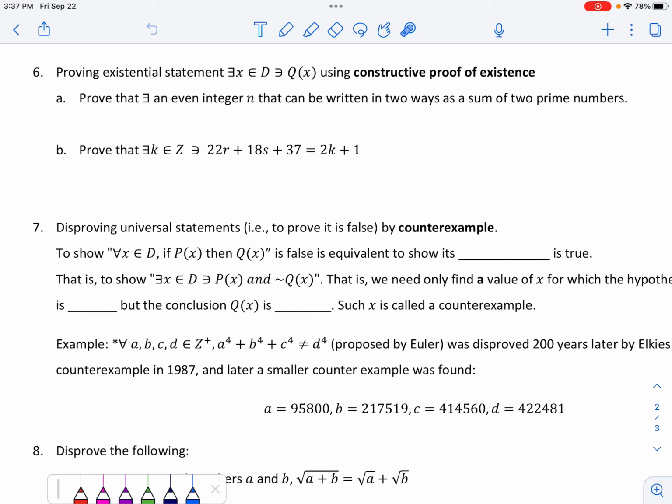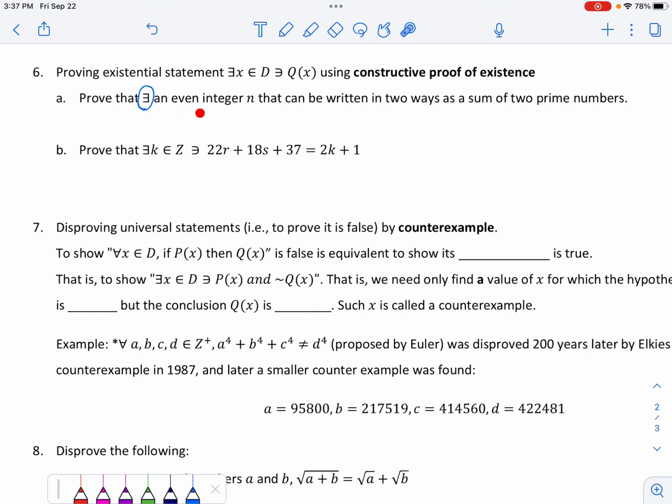We always say that this method is the so-called constructive proof of existence. Basically, you try to find it so that this statement is true. Now let's take a look at the first example. Prove that there exists an even integer that can be written in two ways as a sum of two prime numbers. So really, you just need to come up with such an even integer, right?